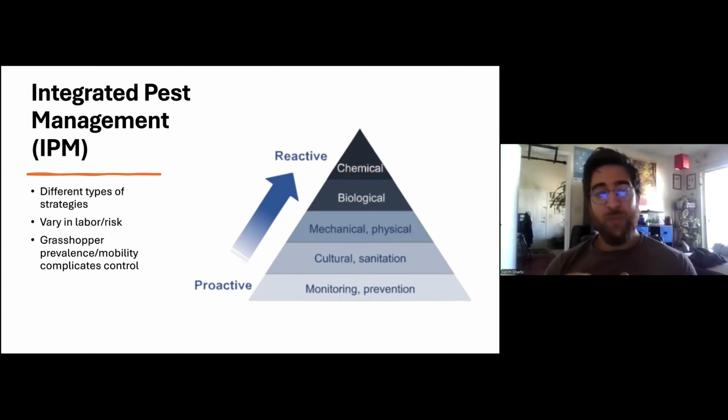I will say though, grasshoppers are very prevalent and very mobile, and that can complicate control. It's kind of like how difficult it is to manage Japanese beetle in the Front Range. They're everywhere and they can fly. So the second that you stop implementing control measures on your little backyard garden, they're going to reinvade from neighboring areas. So just keep that in mind.